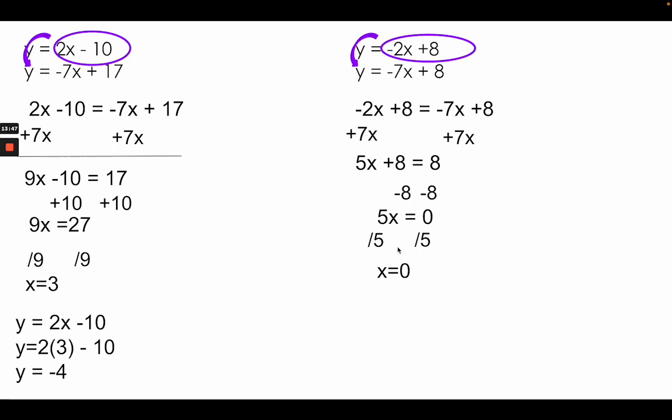We're almost done. We're now going to take our x equals 0, and plug it into one of these equations. So let's use negative 2x plus 8. Instead of the x, let's use 0 plus 8. And so anything times 0 is nothing, plus 8, and that's your answer. So my answer is x equals 0, y equals 8.